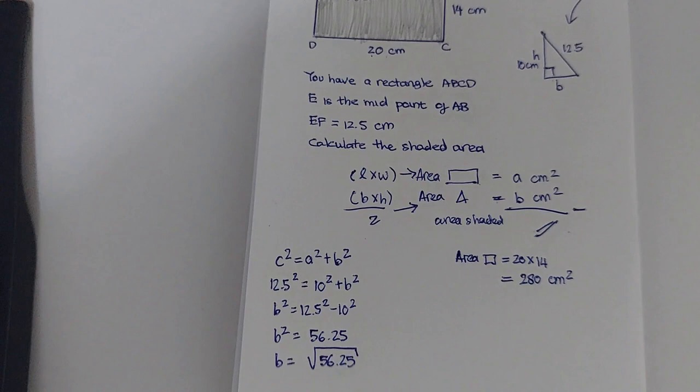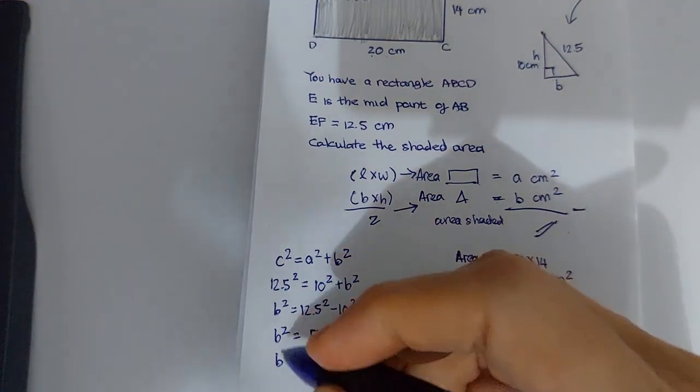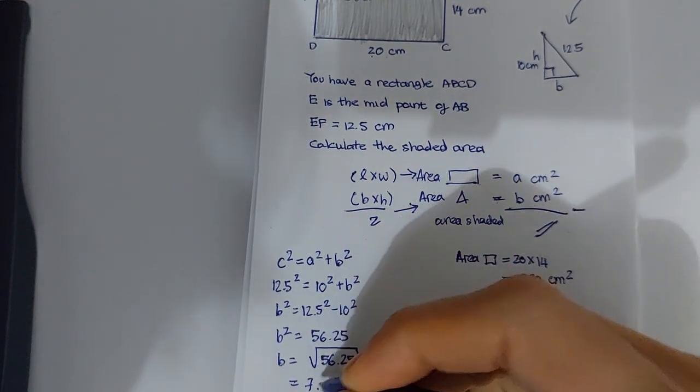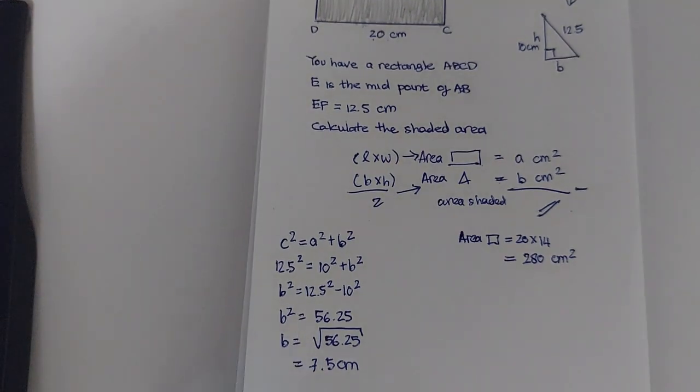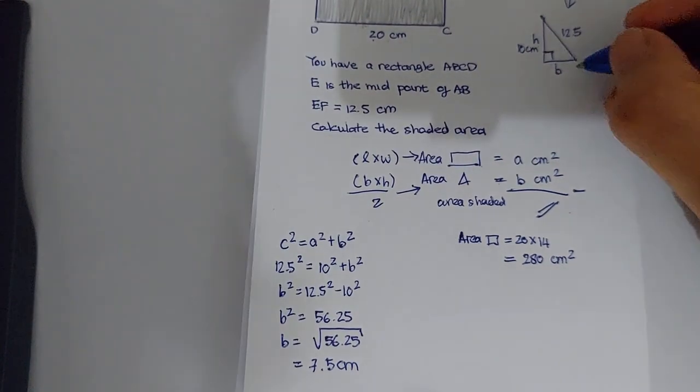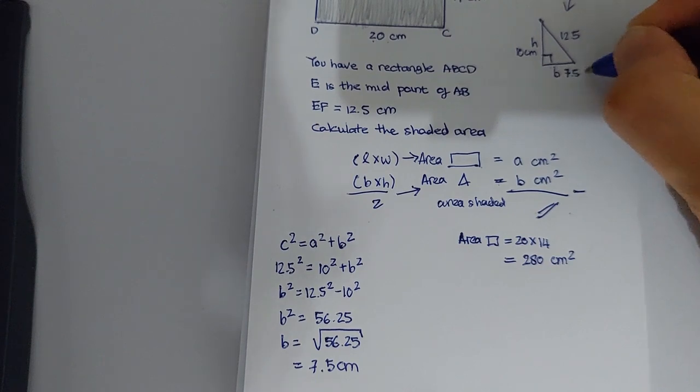The square root of 56.25, we will check, it will be 7.5 centimeter. Now we get it. Then the base here will be 7.5 centimeter.